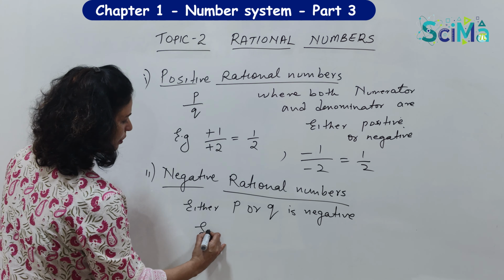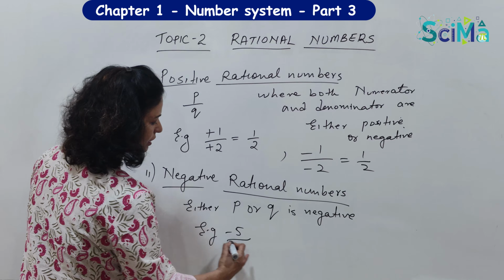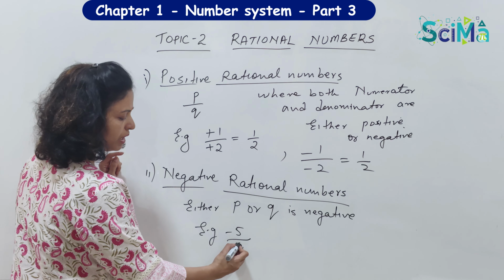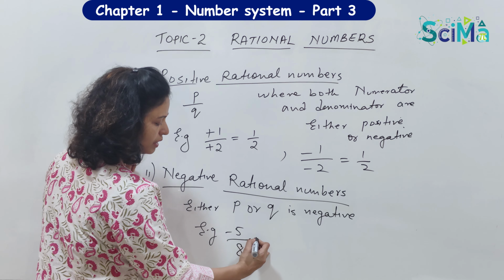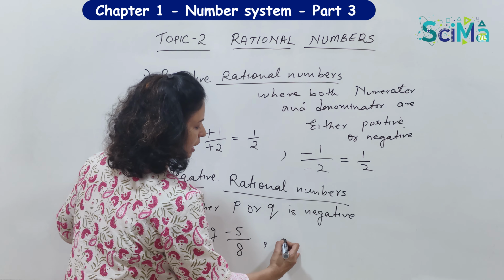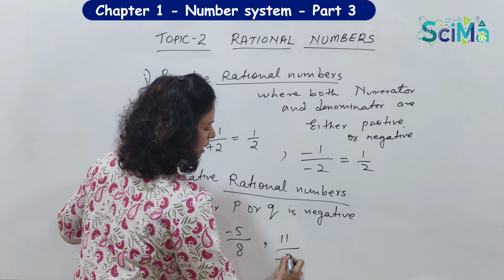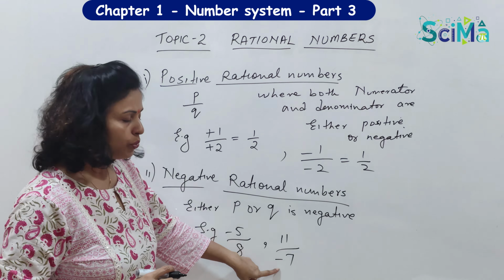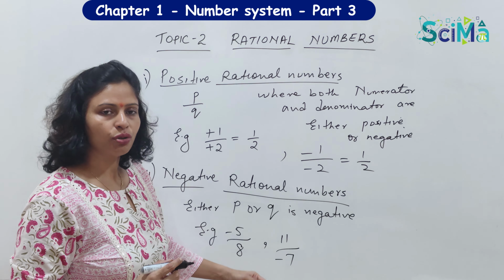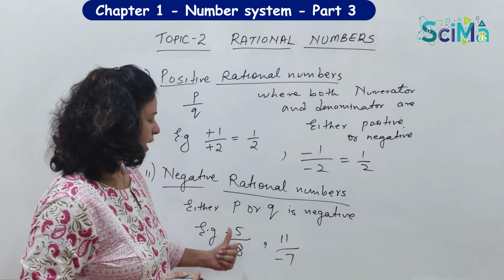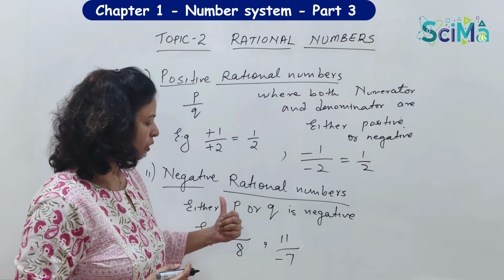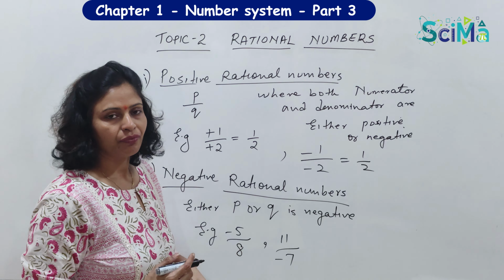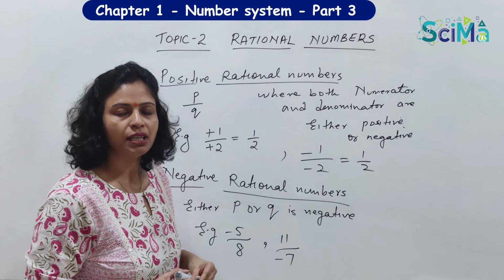Say, for example, minus 5 by 8. Here P is negative, so this is a negative rational number. Or you can say 11 by minus 7. Here Q is negative, so this rational number is also considered a negative rational number. So if either P or Q is negative, then we can say the rational number is a negative rational number.